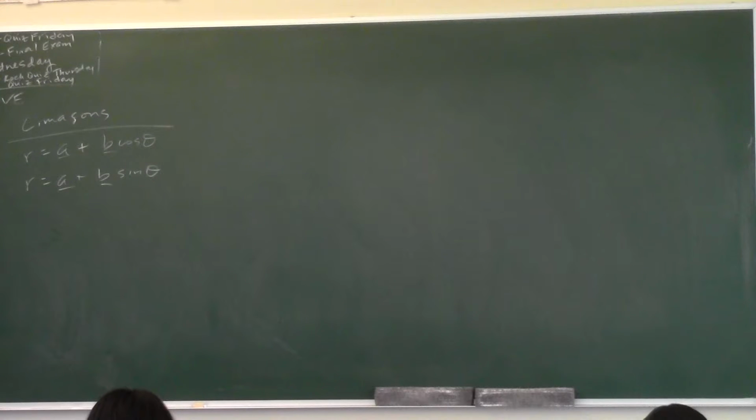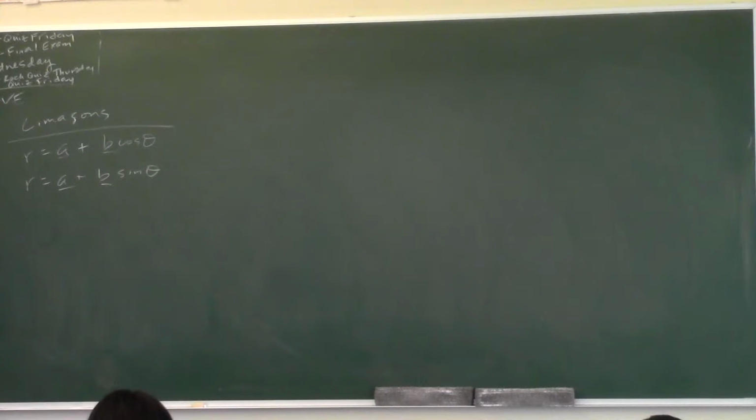So if you're watching on the video, you have to punch it in on your graphing calculator, or just watch me draw it on the board. So what if you have something like this? 2 minus 2 cosine theta.